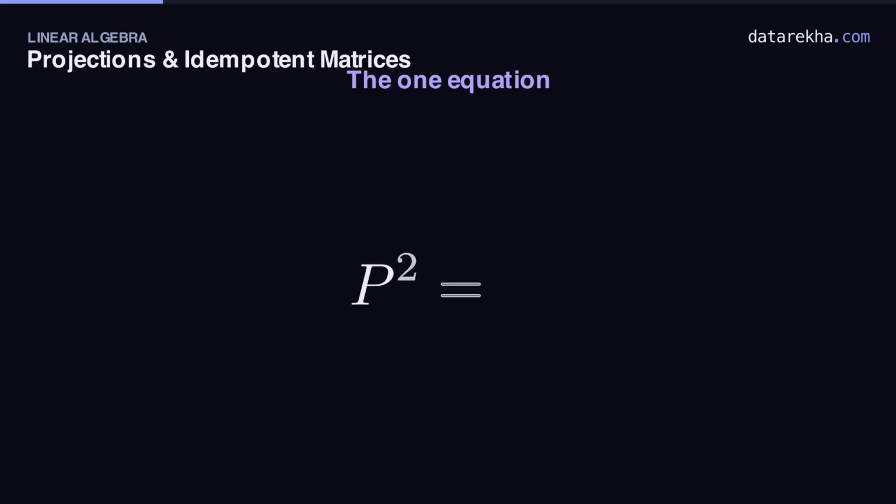Once the stick already lies flat on the floor, projecting it again does absolutely nothing. The shadow of a shadow is the very same shadow. Write that in matrix language, and it says something wonderfully compact. Apply the projection matrix P twice, and you get exactly the same result as applying it once. A square matrix that obeys this rule is called idempotent.